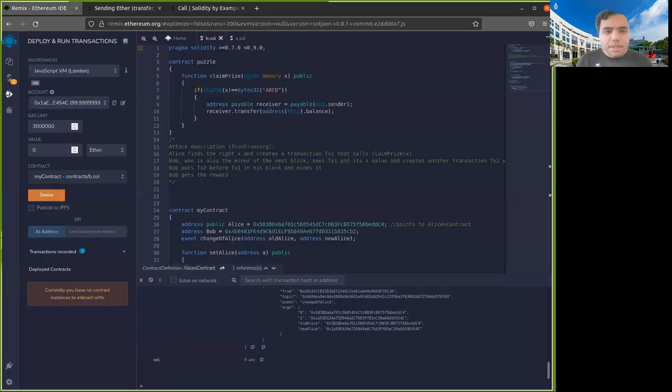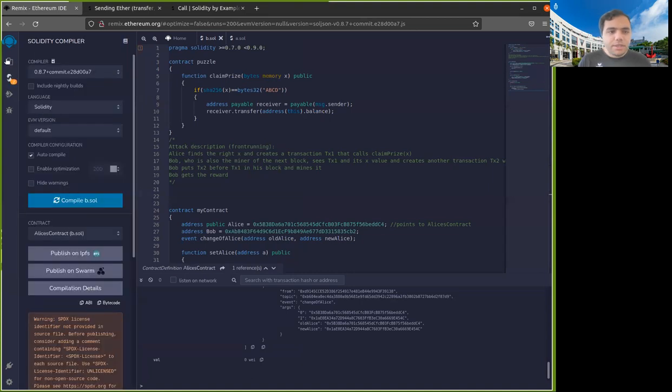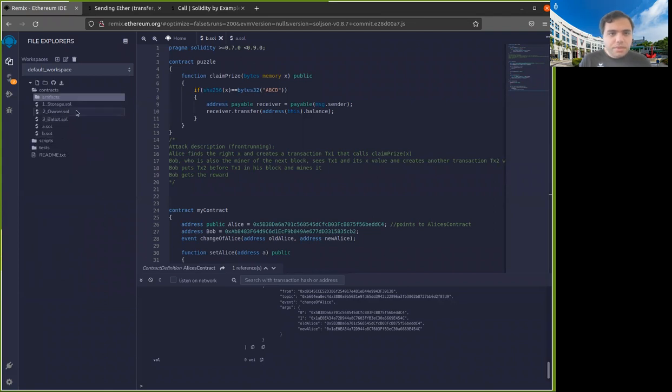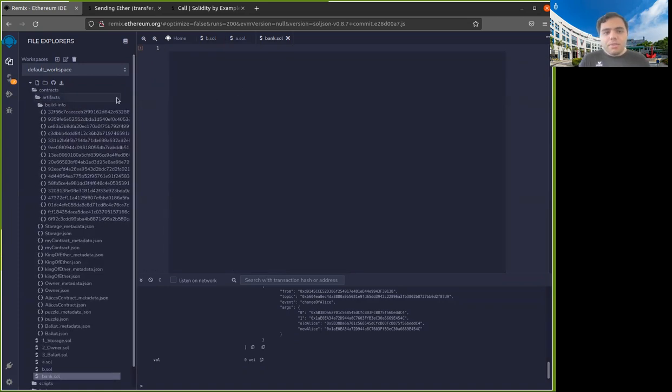So let me create another contract here. Let's call this one bank. What I want to do here is implement a very simple bank where people can deposit their Ethereum and they can also transfer it. Now, this is not a very useful thing in practice because you can just transfer your Ethereum on the blockchain directly. You don't really need a smart contract for it.